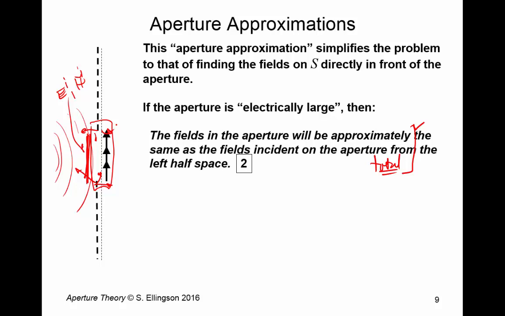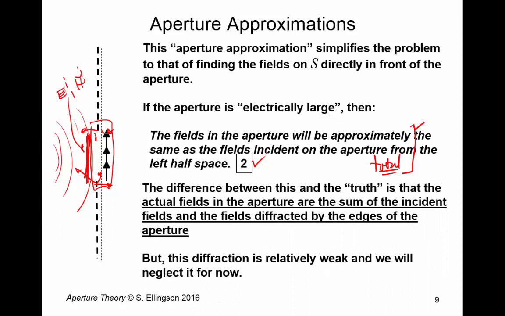Okay, since this is not a uniformly valid approximation, there may be some caveats, it may not always be true, I'll identify it with a 2 with a box around it. Now, the difference between the fields in the aperture invoking this assumption, and the truth, which is the total fields that include the effects of the aperture, is that the actual fields in the aperture are the sum of the incident fields and the fields diffracted by the edges of the aperture. If the word diffracted seems weird to you, just think scattered.